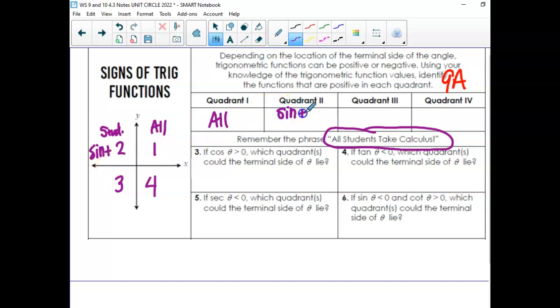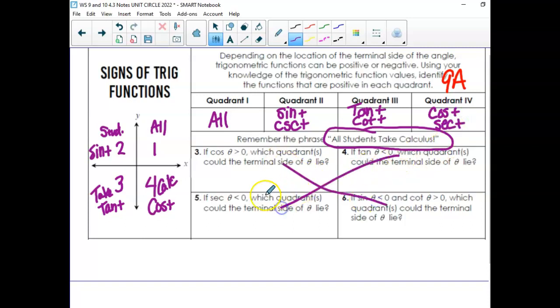The S stands for the sine is positive. And its reciprocal is also positive. Guys, can you tell me what the reciprocal of sine is? Cosecant. Okay. Down in quadrant 3, it would be all students take. That stands for tangent is positive. And its reciprocal, which is, and then in quadrant 4, the phrase was all students take calc. And that C stands for cosine is positive and its reciprocal, secant.